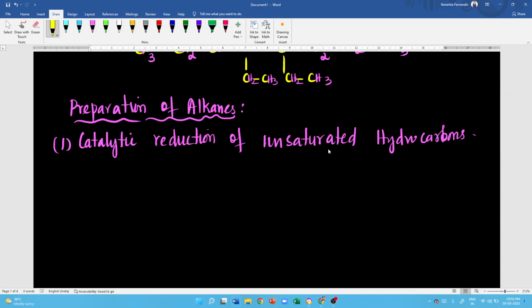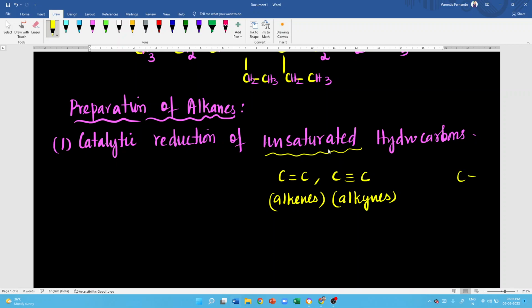What do you mean by unsaturated? Whenever there is a double bond or a triple bond between carbons, such hydrocarbons are called unsaturated. Double bonded hydrocarbons are called alkenes and triple bonded hydrocarbons are called alkynes. If there is a single bond, it is alkanes. Alkenes and alkynes come under the category of unsaturated, with a double or a triple bond between the carbon atoms.